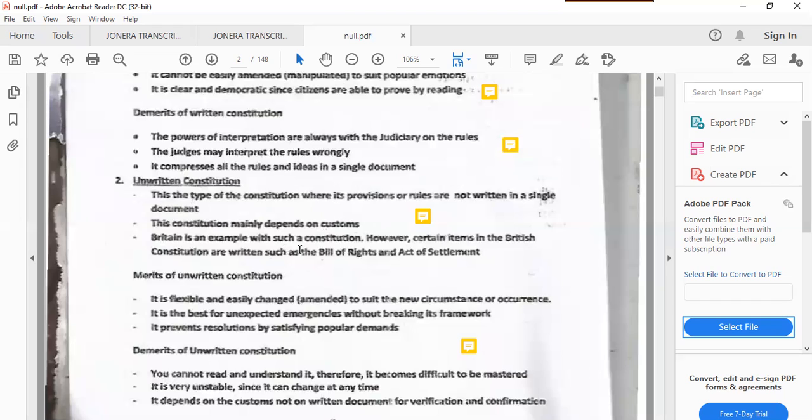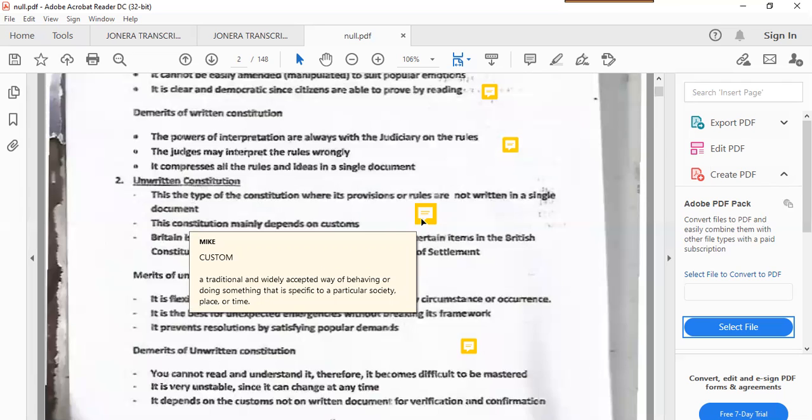So what exactly are we talking about in terms of customs? What does the word custom mean? Remember terminology. A custom is a traditional or widely accepted way of behaving or doing something that is specific to a particular society, place, or time. For example, Zambia is a Christian nation. That's one of the customs that we practice in Zambia, whether it's a good thing or a bad thing, but it's culturally accepted that we are widely a Christian nation.